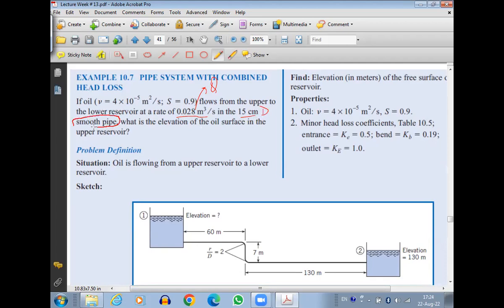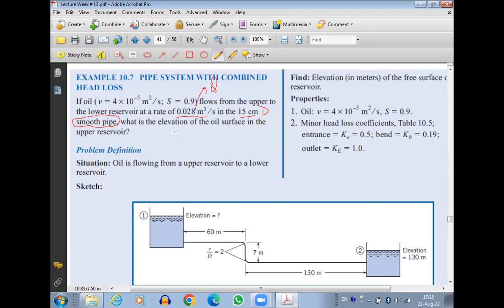The word smooth pipe is very important because when you use the Moody diagram, you have a specific curve, the bottom-most dark blue curve, which is basically the smooth pipe curve, and it is also written there, smooth pipe.